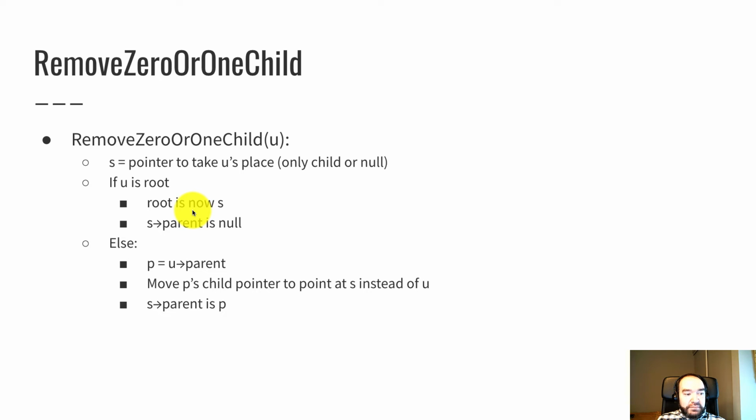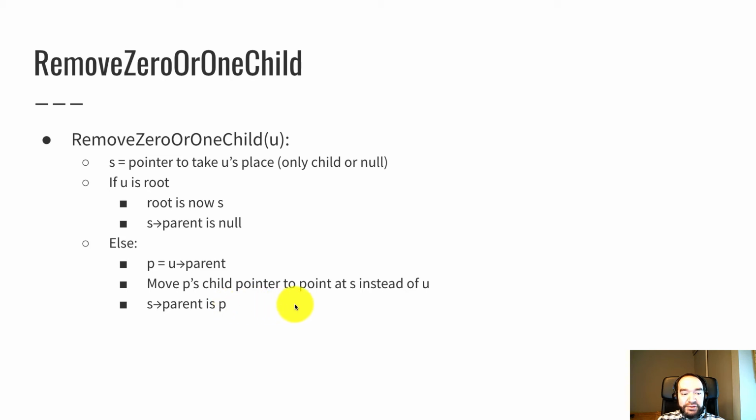Otherwise, meaning U is not the root, so U is a child of some other node, then we let P be U's parent. P is the parent of U, and we need to update P's child pointer. So we move P's child pointer, the left or the right, whichever one points at U, to point at this S instead of U. So S is the node taking the place of U, it's filling the hole. So one of P's child pointers needs to be moved to point at that S. And then S's parent is now P.